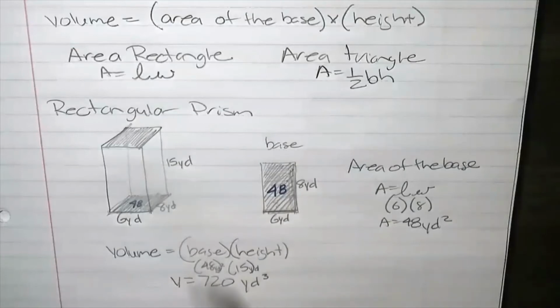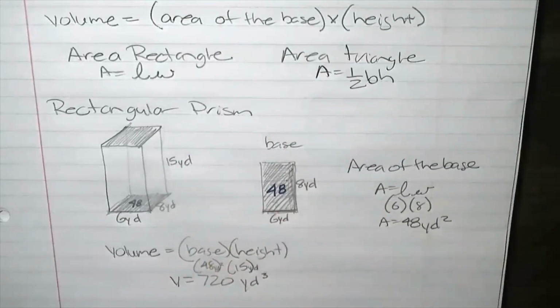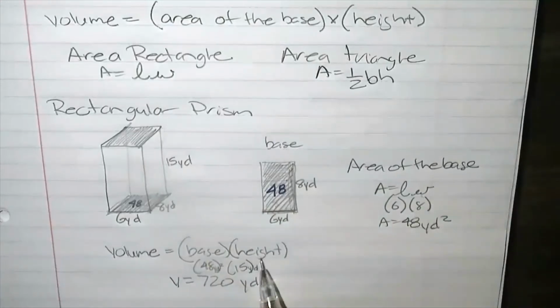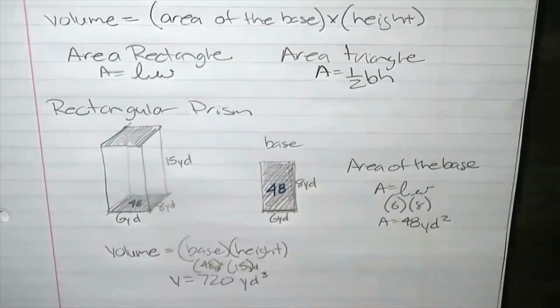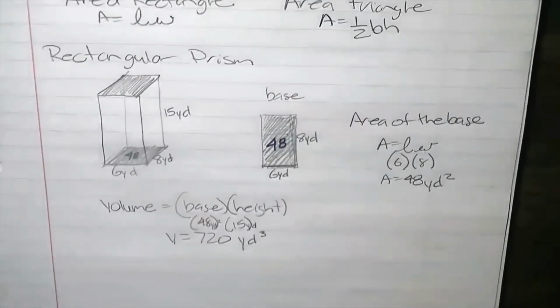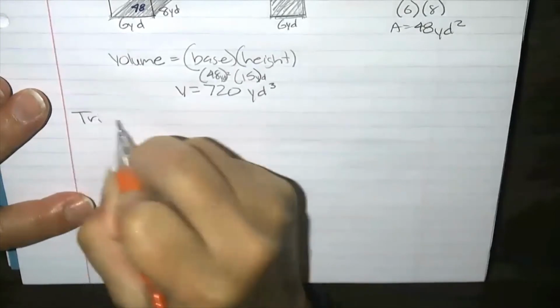So I know in the past you've heard it's length times width times height. Now for a rectangular prism, that is true. It is length times width times height. That's correct. But that's not true for a triangular prism. So it's best to think of volume as the base times the height. Because next, let's do a triangular prism, and I will show you how this is different.